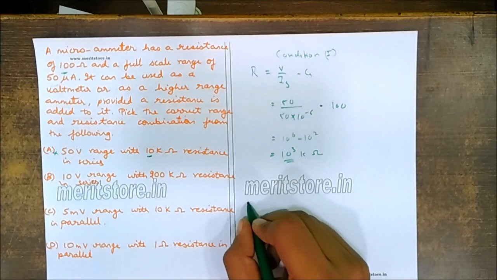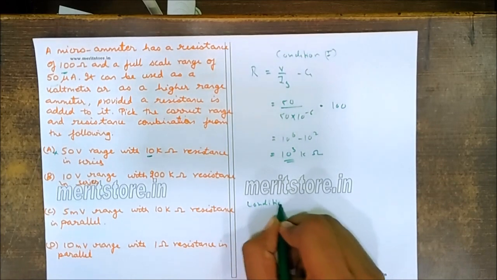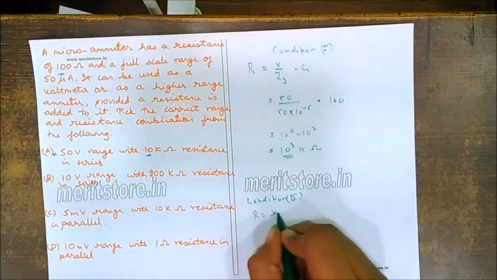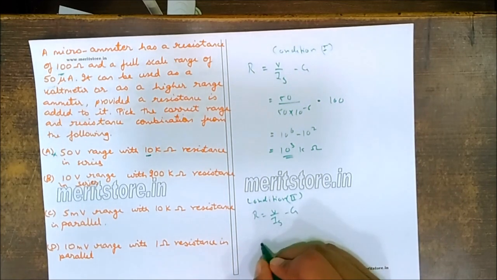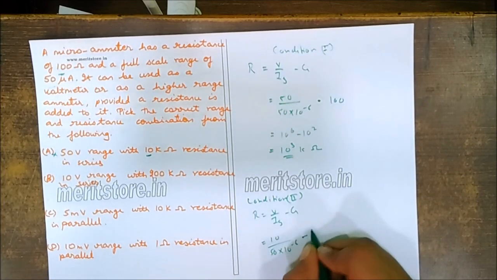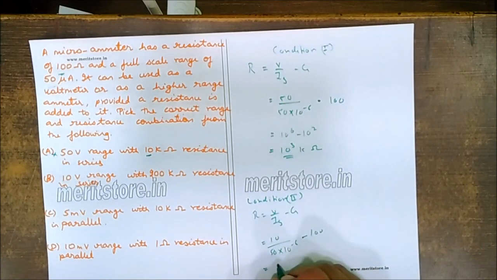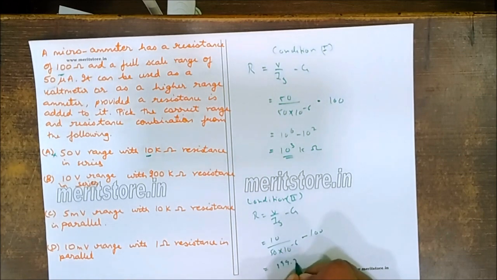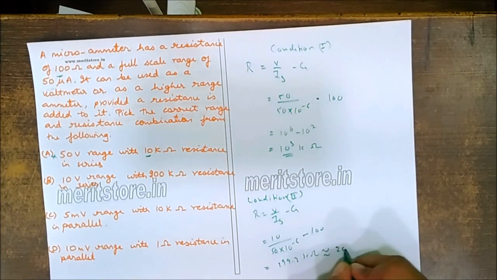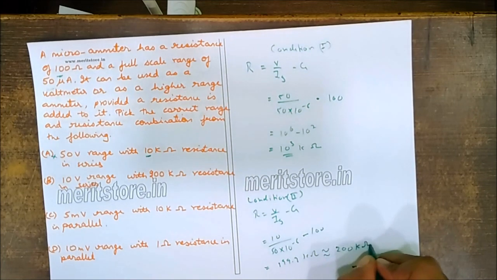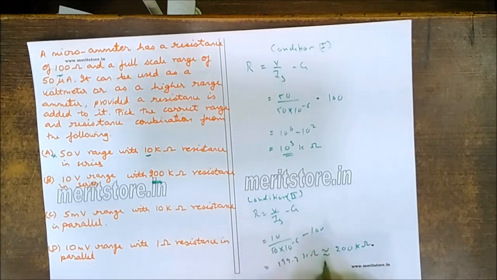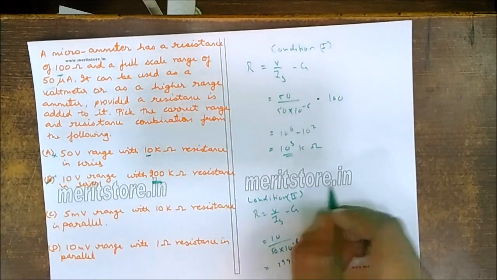So second option, condition 2. I can say R is equal to V upon Ig minus G, 10 upon 50 into 10 raised to minus 6 minus 100. This is 199.9 kilo ohms, that is almost equal to 200 kilo ohms. So 200 kilo ohms for 10 volts, option B.